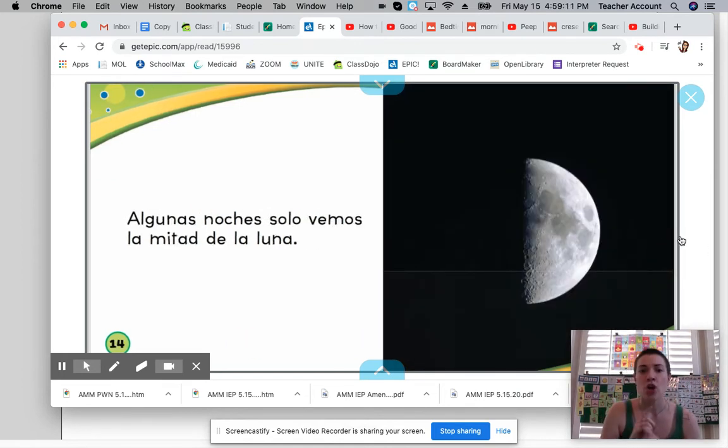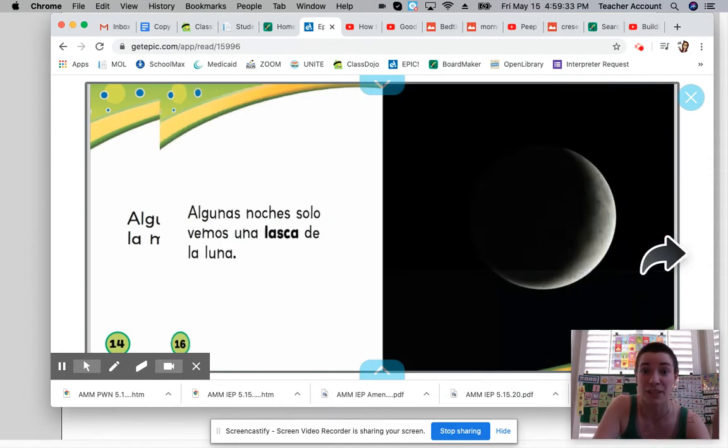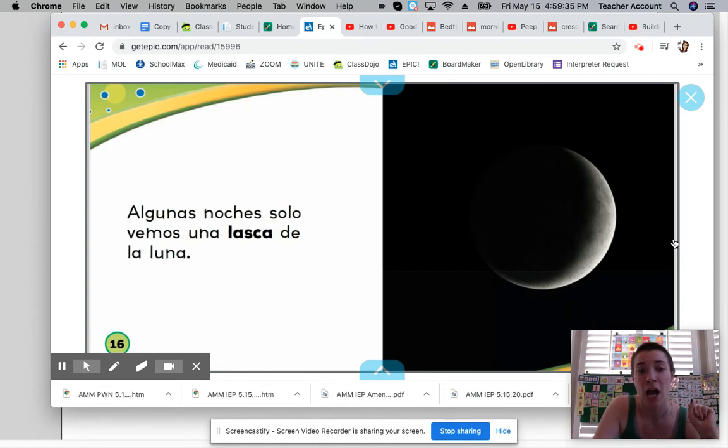Algunas noches solo vemos la mitad de la luna. So some nights we only see half of the moon. Usually it's a full circle, but sometimes we only see half of it. The fancy word for that is actually, this is technically not that. Let's keep going and then I'll tell you the fancy word, which is actually the shape of this month. Y algunas noches solo vemos una lasca de la luna.